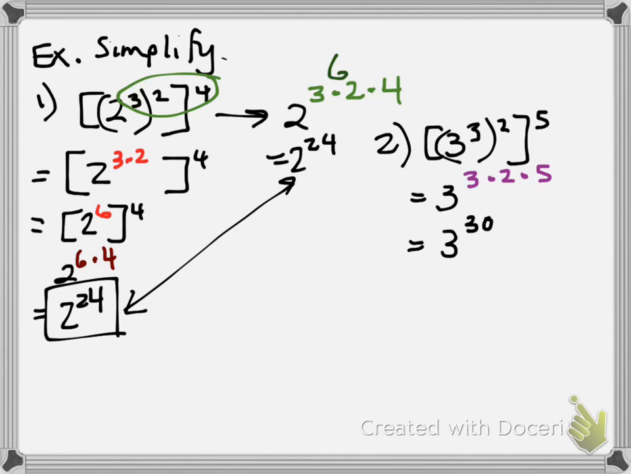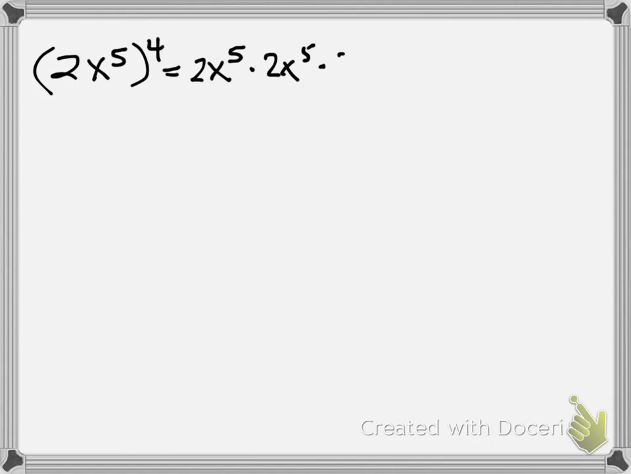Now, let's throw in a little wrench, and let's throw in a coefficient in addition to a base. So this could go back to the note side if you want to do it. So let's say you have something like this. 2x to the fifth, and you want to raise that to the fourth power. Okay, well, fourth power says I have 2x to the fifth times 2x to the fifth times 2x to the fifth times 2x to the fifth. I have 4 2x to the fifths.